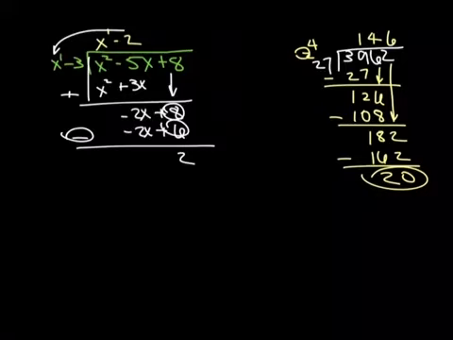Can't bring anything down. And once I have no variable, no letter in my problem, that's as much as I can do. Now what happened with remainders over here? 20, and I wrote it as 20 over 27. I'm going to do the same thing with this 2. I'm going to put a plus 2 over x minus 3. All right. Yeah, that's kind of tricky, isn't it?